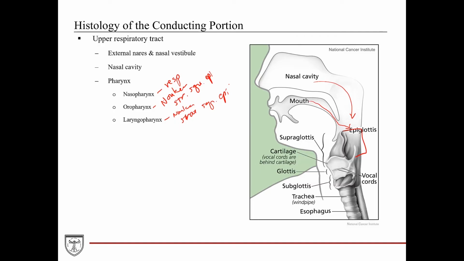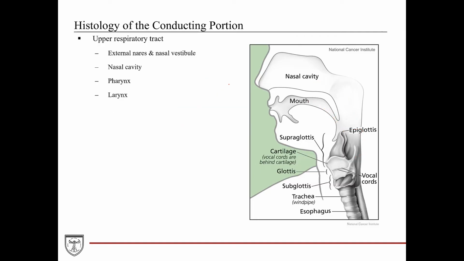Moving down the conducting portion now into the larynx, which is the last part of the upper respiratory tract. The larynx is a complexly shaped, cartilaginous, circular structure through which air is directed into the lower respiratory tract. The larynx can function as a gateway into the lower respiratory tract with a specialized structure called the epiglottis, which, when it functions properly, stops food or fluid boluses from going into the lower respiratory tract.